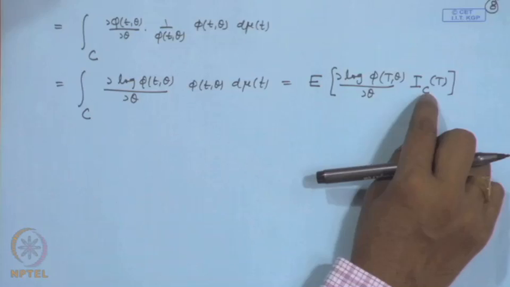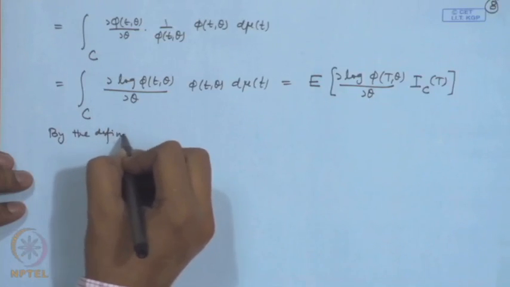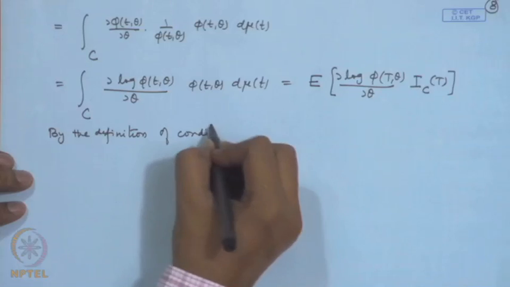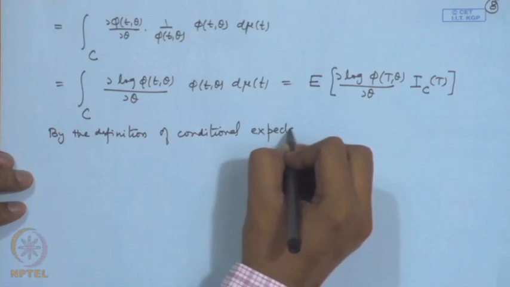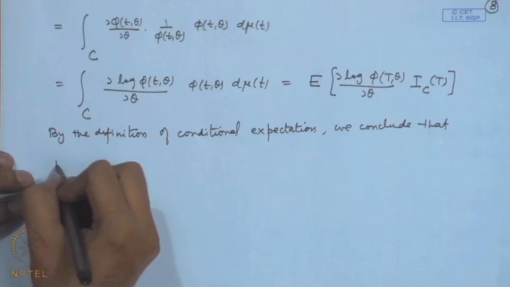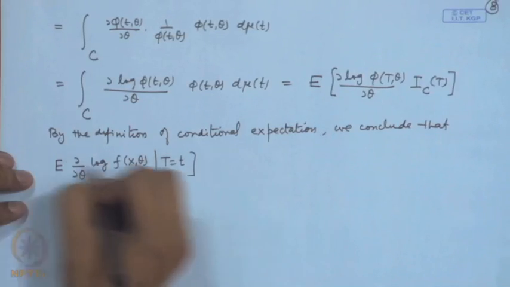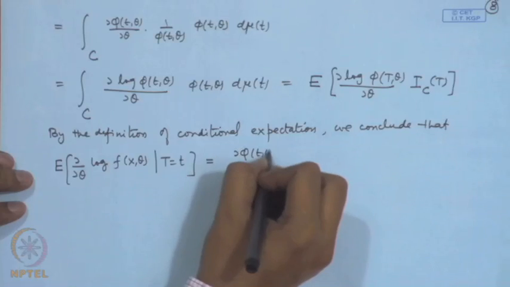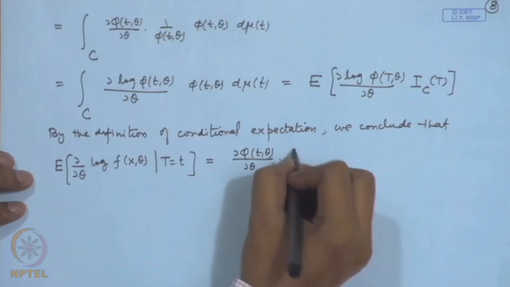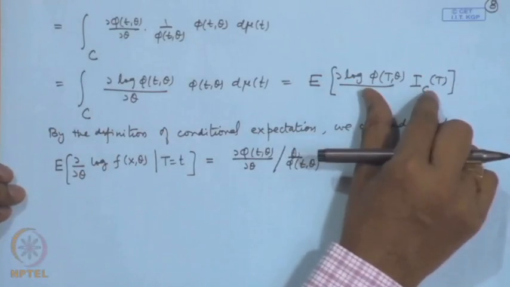Therefore, by the definition of the conditional expectation, we conclude that expectation of ∂/∂θ log f(x, θ) given T = t is equal to ∂φ/∂θ divided by φ(t, θ). That is the statement given here.